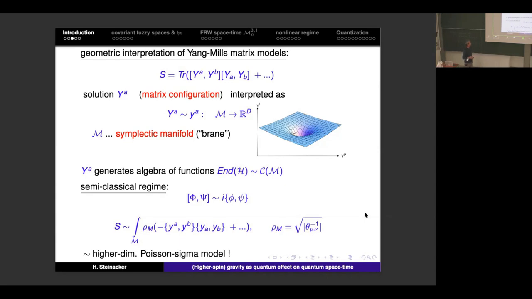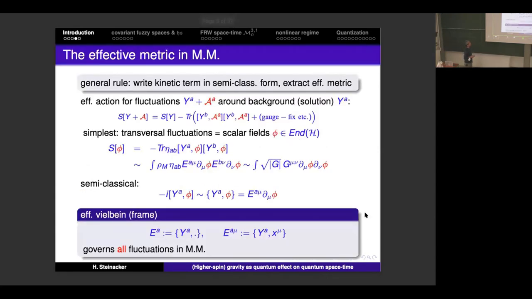All right. Now, suppose we have such a brane, such a non-commutative space, quantized and realized as a configuration in the model.